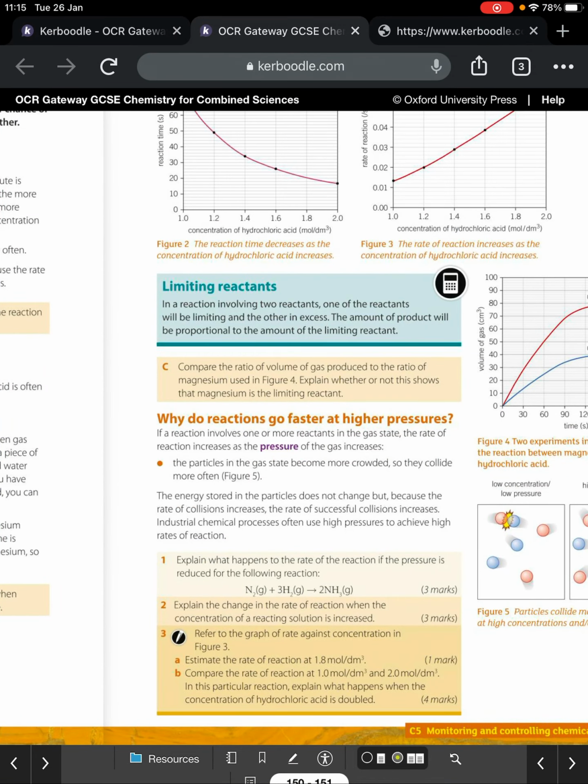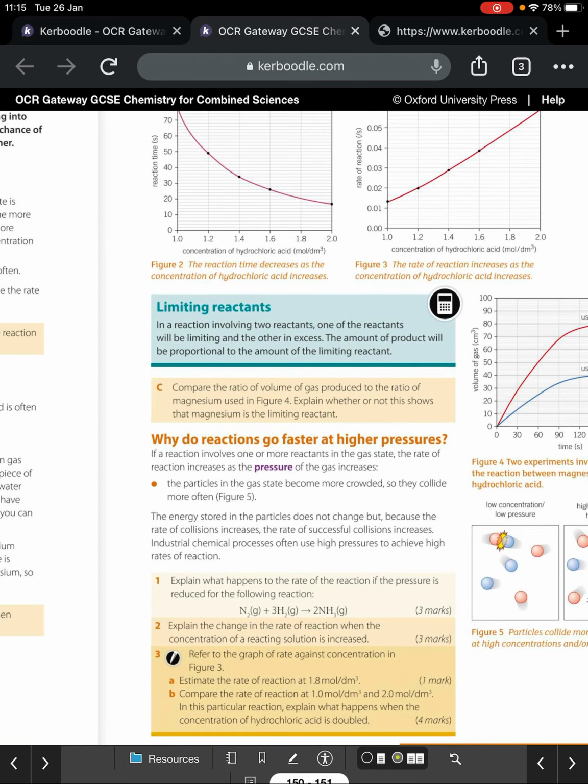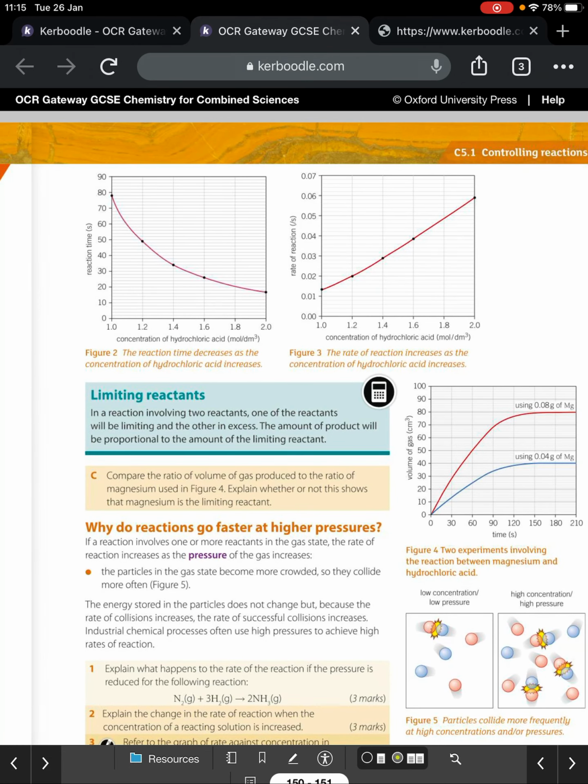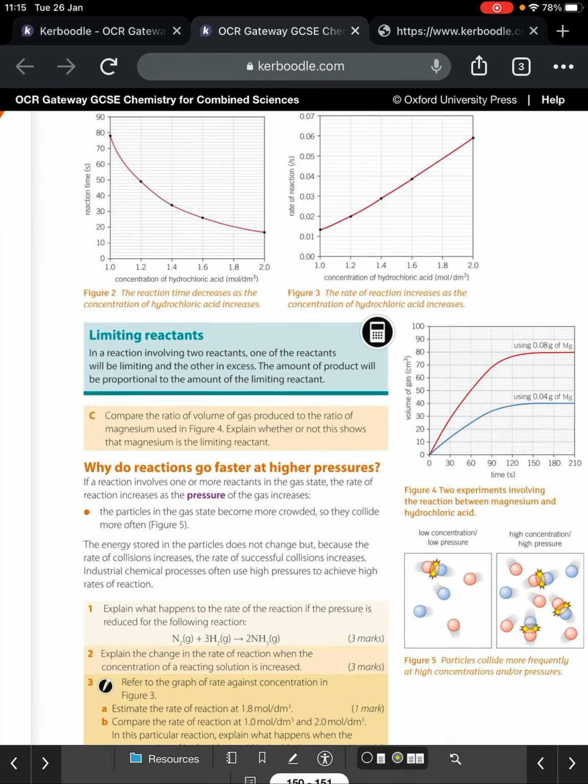So here we are, page 151, question 3. Pause the video, go do the question, and then I'm going to go through the answers, assuming everyone's had a go at it. So, assuming you have all done question 3 now, refer to the graph of rate against concentration in figure 3. So let's go up and find figure 3 here. Here we go. The rate of reaction increases as the concentration of hydrochloric acid increases. So on the bottom, the x-axis there, you've got concentration and then you've got rate of reaction per second up the side.